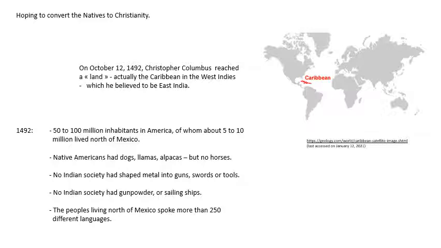At the end of the 15th century, there were 50 to 100 million inhabitants, that is to say Indians, on the whole American continent. About 5 to 10 million lived north of Mexico. Native Americans had dogs, llamas, alpacas, but no horses. No Indian society had shaped metal into guns, swords, or tools. No Indian society had gunpowder or sailing ships. And the people living north of Mexico spoke more than 250 different languages.